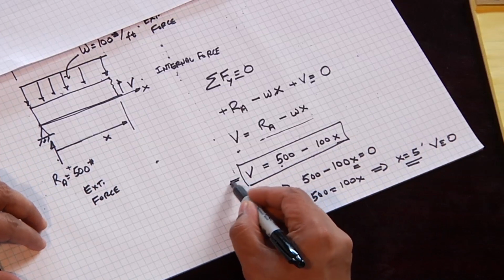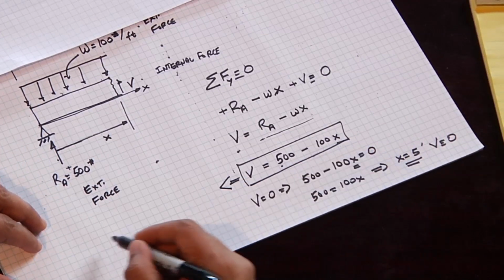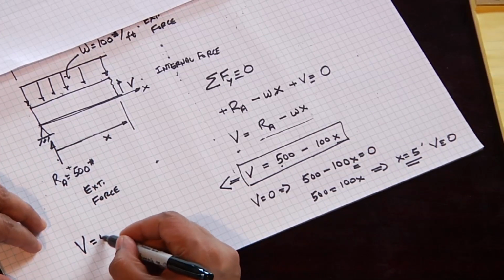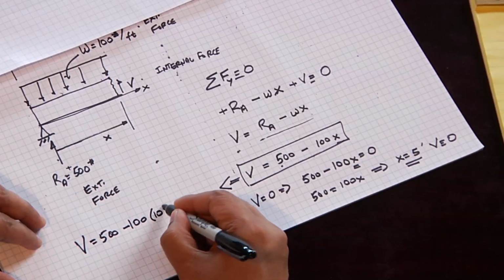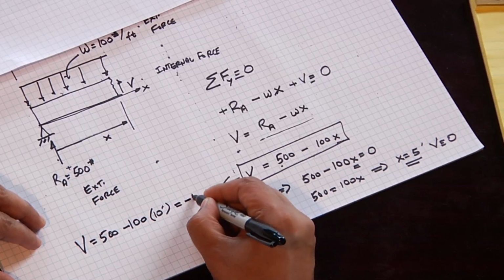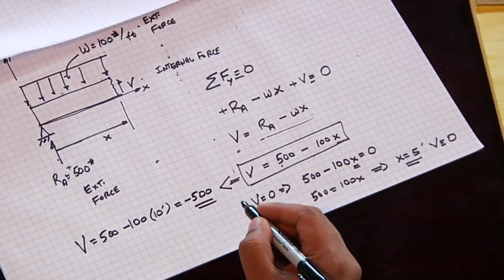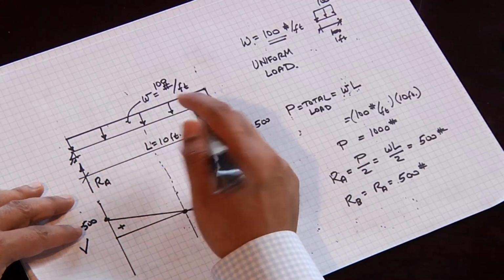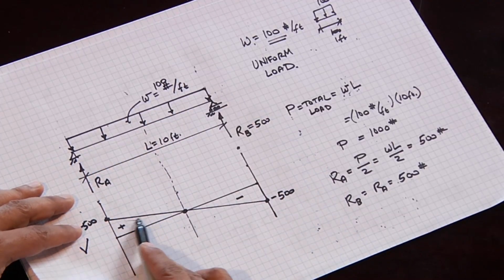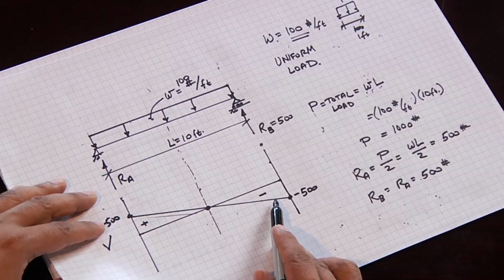And you can see that in this equation, if you plug in V equals 500 minus 100 times X, and let's make X equal to 10 feet, it ends up at minus 500, which is exactly what the shear diagram shows. So whenever you have a uniform load, you're going to have a linear shear diagram.